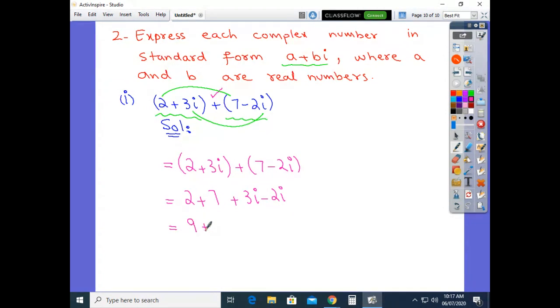2 plus 7 becomes 9, 3 iota plus minus 2 iota becomes positive 1 iota, or we can write it as positive 1 iota. It moreover becomes 9 plus iota, which is our required answer in the standard form A plus iota B. Now we move on to the next question.